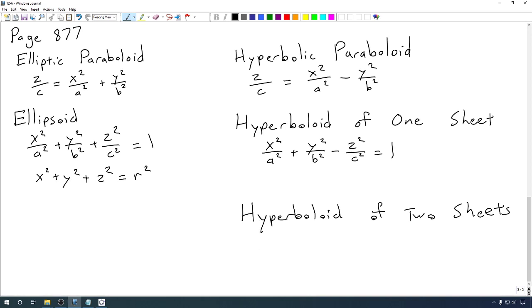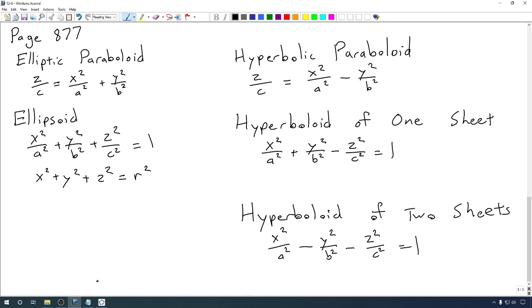The hyperboloid of two sheets is very similar. Just like the ellipsoid and the hyperboloid of one sheet, we still have our x squared over a squared, our y squared over b squared, and our z squared over c squared. But now two of these need to have negative signs. The ellipsoid had everything positive, the hyperboloid of one sheet had one negative, and the hyperboloid of two sheets has two negatives. Of course, we can't have three negatives, otherwise we wouldn't have anything that actually has a solution, because then we have a negative equals 1.